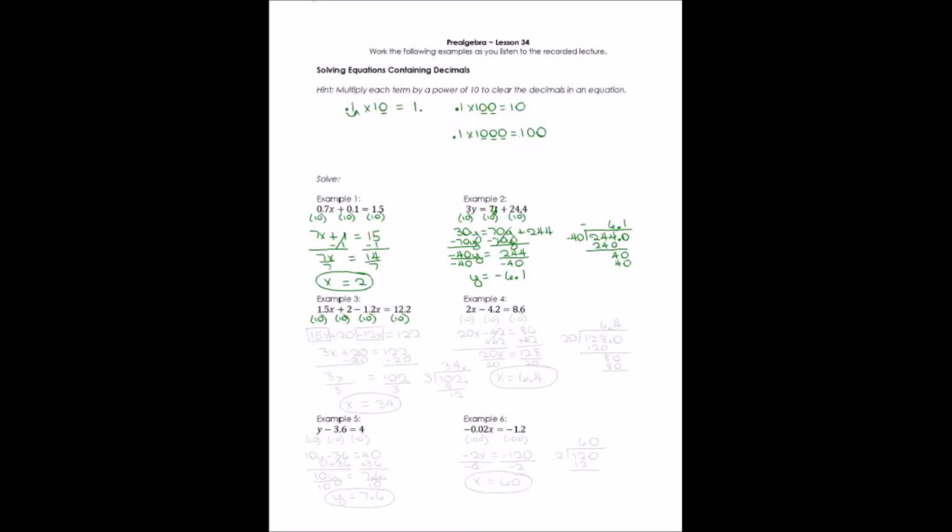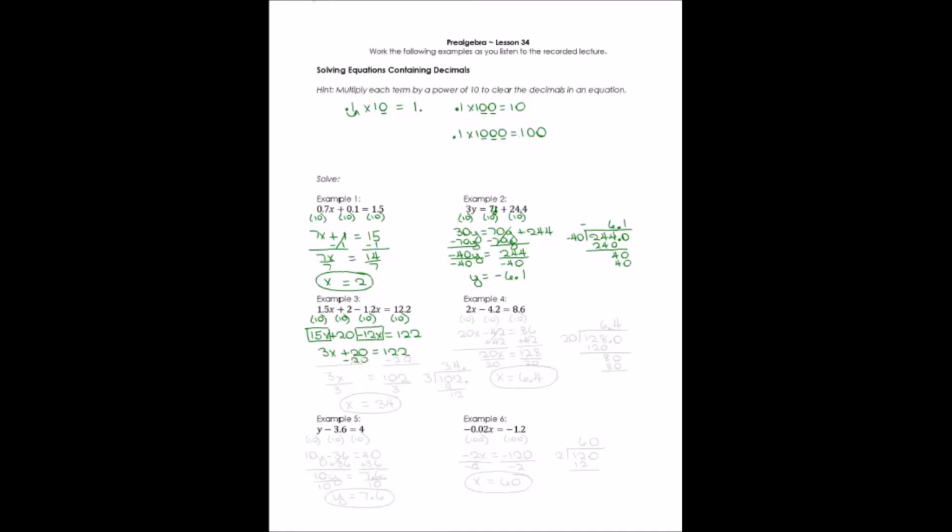1.5x times 10, 15x. 2 times 10, 20. Negative 1.2x times 10, negative 12x. And that's all equal to 12.2 times 10, 122. Now, combine like terms. Simplify over here on the left. I've got 15x, negative 12x. That's going to be 3x plus 20 equals 122.